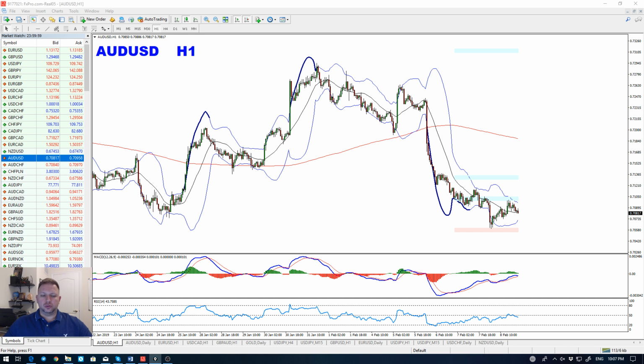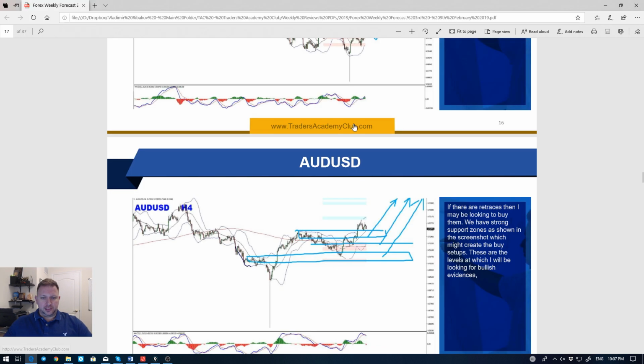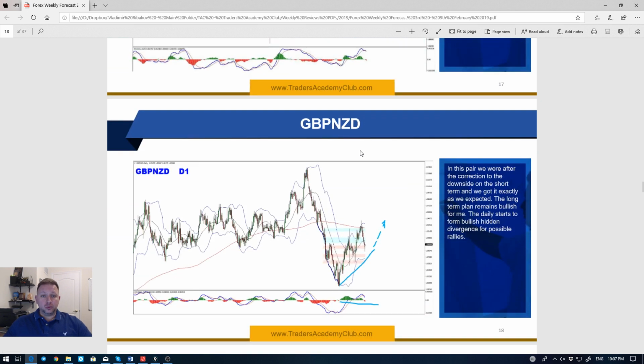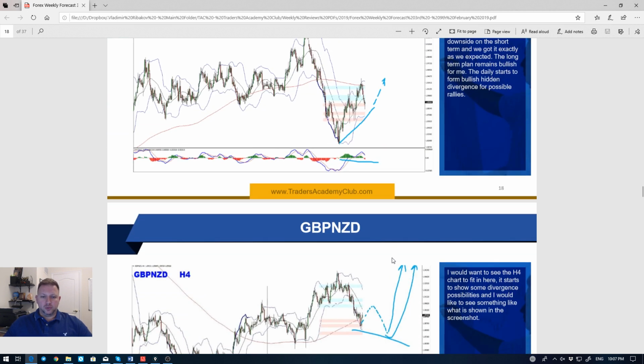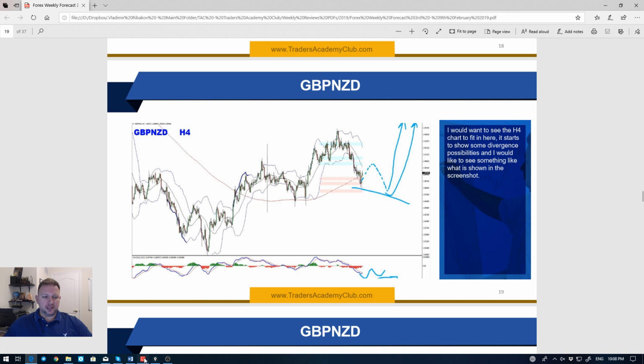One of these 2 setups would be the correct technical setup to trade at the end of this corrective cycle to join back to the higher time frames direction. This is for the Aussie dollar. Pound versus the Kiwi. This was our plan. Pretty simple.